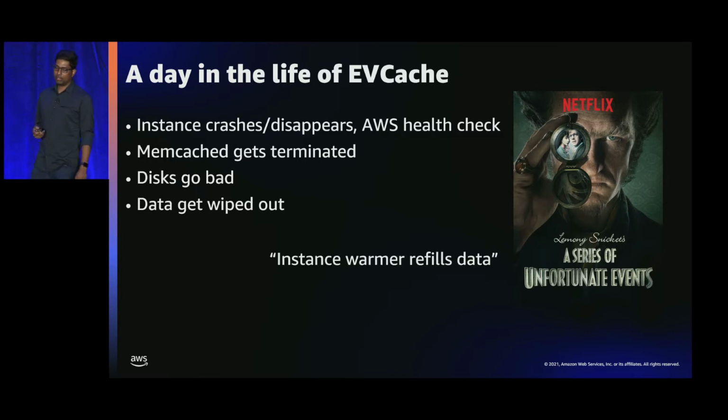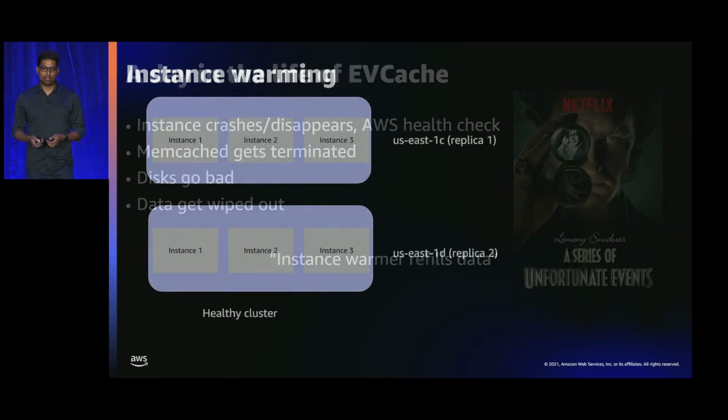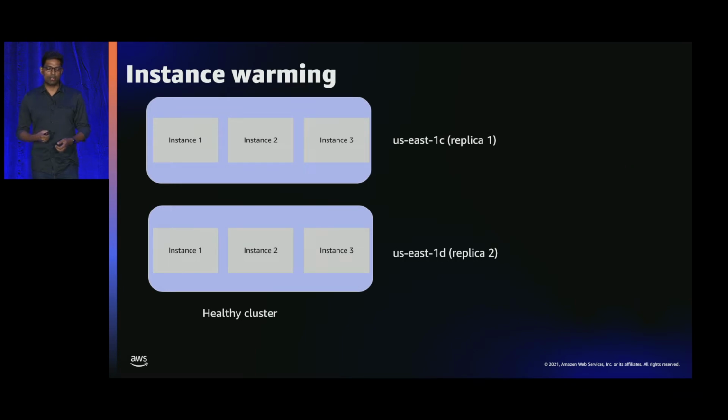So what do we do in situations like that? We have a system that is built which will automatically take care of repopulating or rehydrating data on the lost instance, and we call this system the instance warmer. And let's take a concrete example to see how that happens in action.